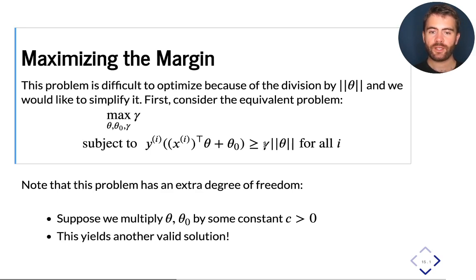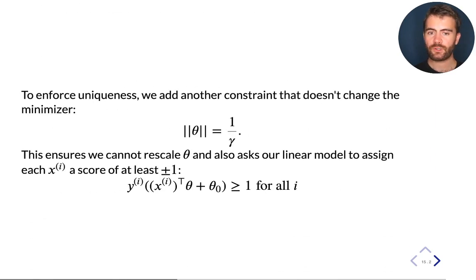This means that I have extra degrees of freedom in my optimization problem, and I would like to simplify this problem by getting rid of those extra degrees of freedom. The way I would like to get rid of this extra degree of freedom is by adding a constraint into the problem. I would like to make the constraint that the norm of theta will always equal 1 over gamma.